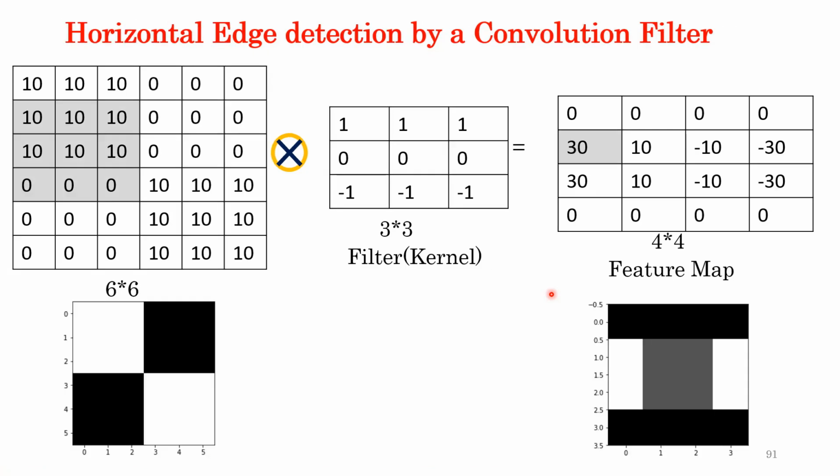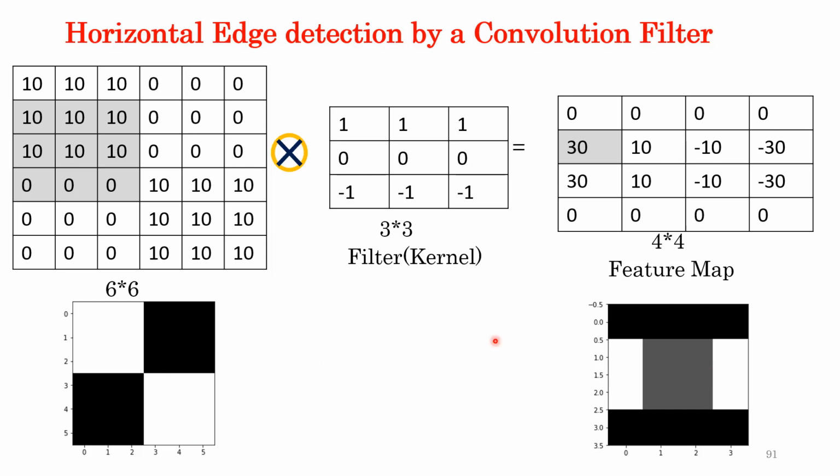It's the same story happening. Now, if we look at another example, we have all tens here, and tens here, and then zeros here and here. So it's 6 by 6. And then if we use the same filter but transposed, so 1 1 1, minus 1 minus 1 minus 1, we get something like this. So this is a feature map. It gives you the difference between these two.